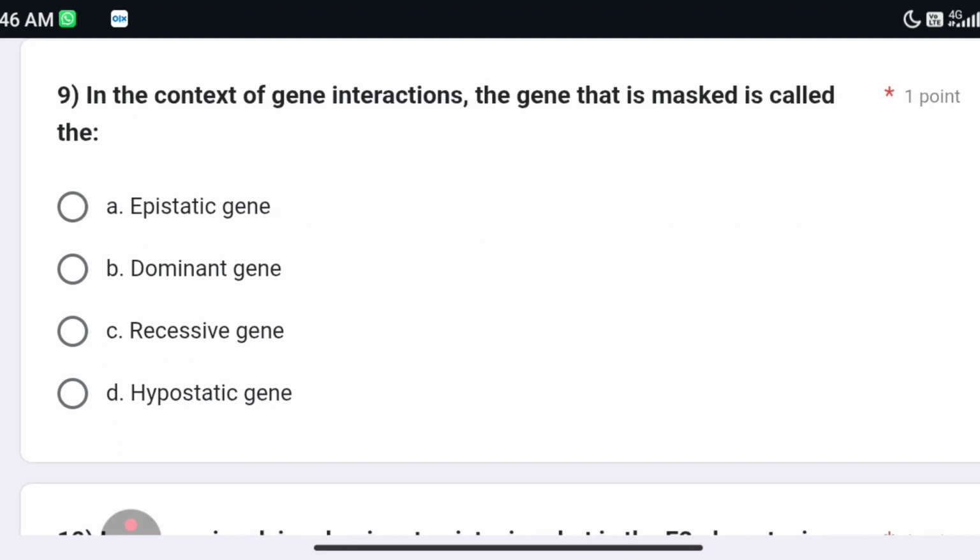The ninth question is, in the context of gene interaction, the gene that is masked is called the epistatic gene, dominant gene, recessive gene or hypostatic gene. The answer will be? Answer is D, hypostatic gene.